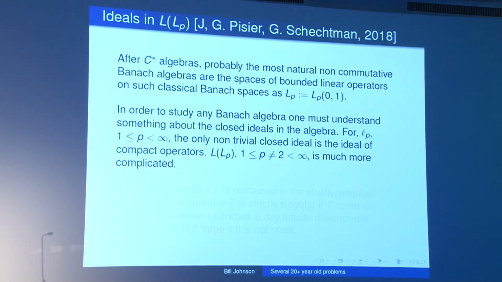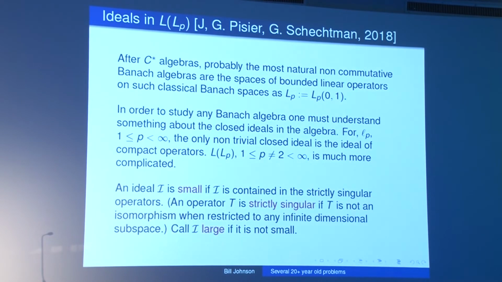But for capital LP of the unit interval, things are rather more complicated. And it's useful to make a distinction between two kinds of ideals. Call an ideal small if it's contained in the strictly singular operators. I've repeated the definition of strictly singular here, and just say one more thing about them. Strictly singular operators are not necessarily compact, but they have exactly the same spectral theory as compact operators and the same perturbation theory. In fact, this is why Kato introduced this class of operators a long time ago. And if something's not small, let's call it large.